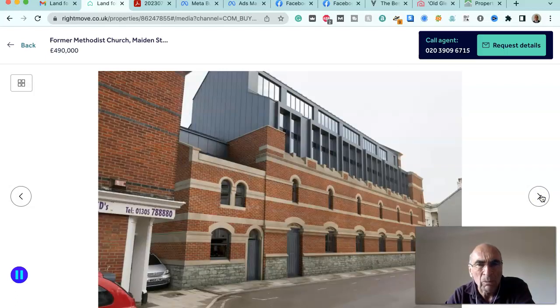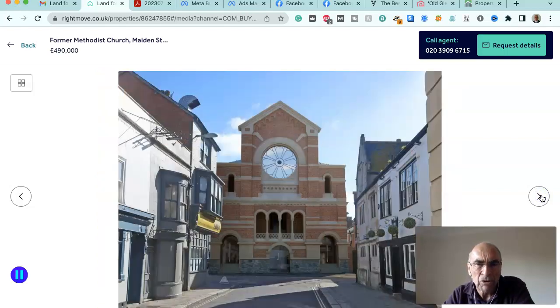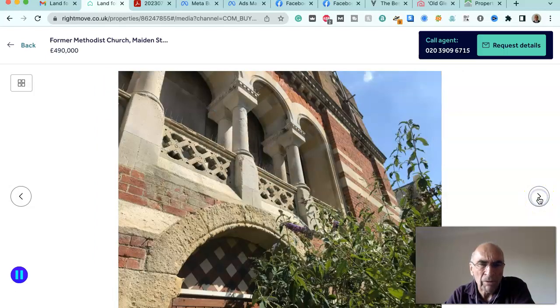It probably would be quite desirable in terms of the location because it's quite central in Weymouth, not far from the beach, the seafront at Weymouth. However, quite a challenge in terms of development. So we did some rough calculations.